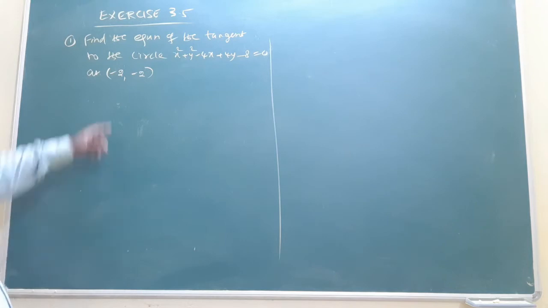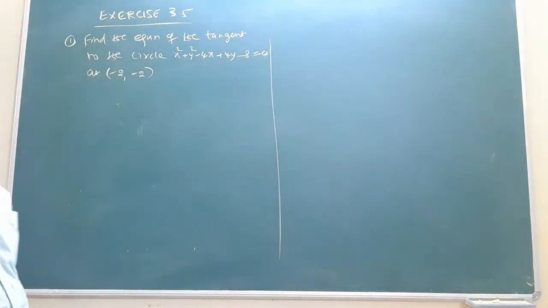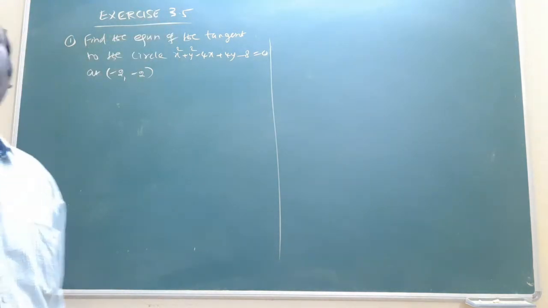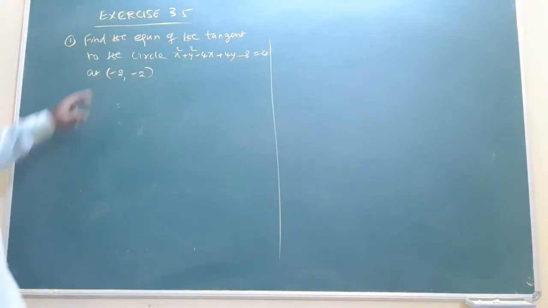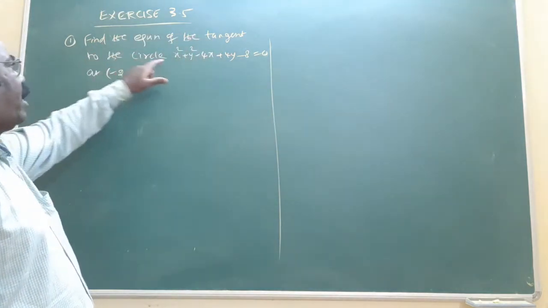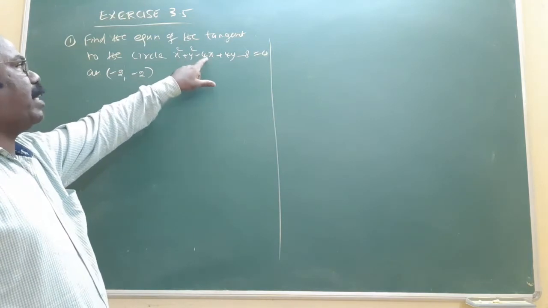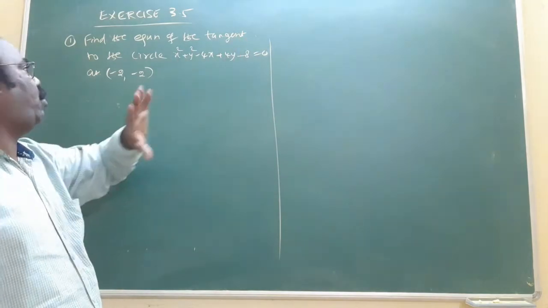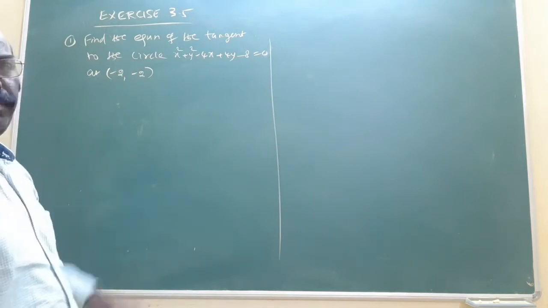Now listen here, exercise 3.5, question number 1: find the equation of the tangent to the circle x square plus y square minus 4x plus 4y minus 8 equal to 0 at (-2, 2). This is the question.